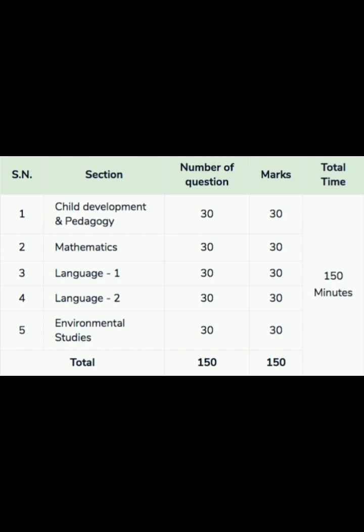For language 1, 30, 30. For language 2, 30 questions, marks is 30. And for EVS, 30 questions are there and 30 marks. Total 150 marks and your time allotted is 150 minutes. Language 1 and language 2 can be chosen, and this is up to you. Especially language 1 is chosen Bengali for Bengali medium students and language 2 is English, and if you want to choose another language, then you can choose it.